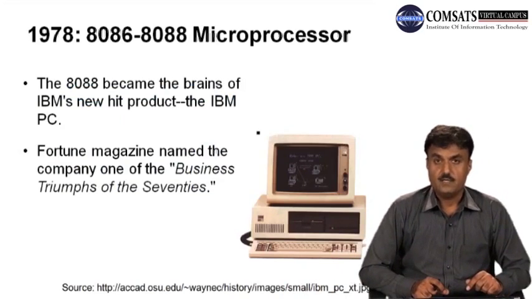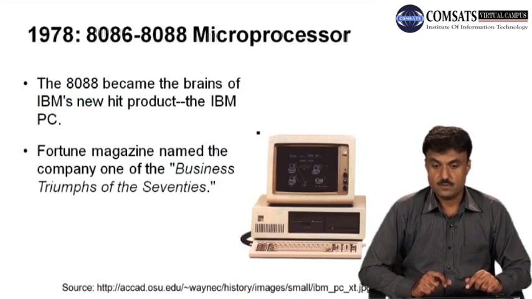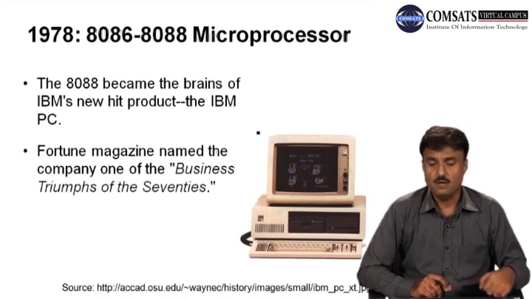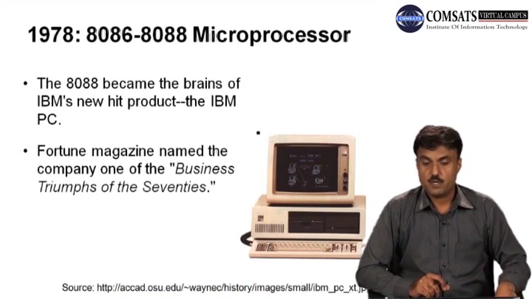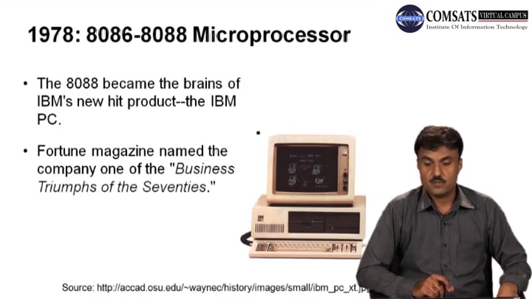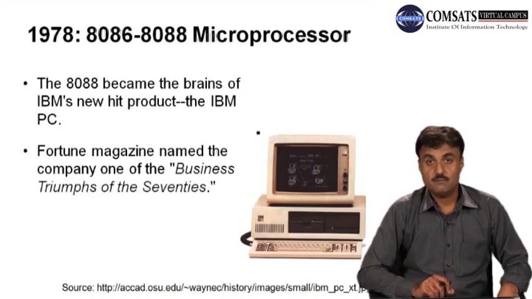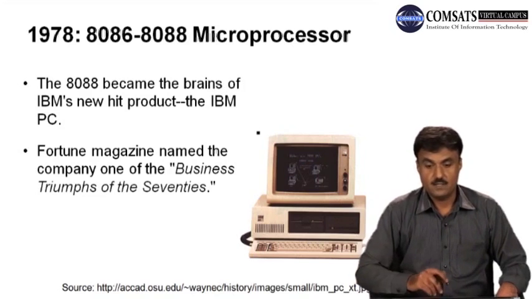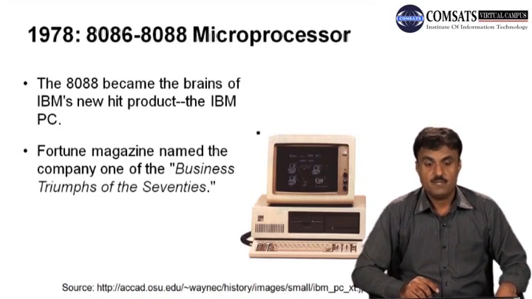Now in 1978, in the 70s, they produced two microprocessors. They are considered almost similar: the 8086 and 8088 microprocessors. The 8086 or 8088 microprocessor became the brains of IBM's new hit product, the first IBM product you can see at the right side, called the IBM PC.